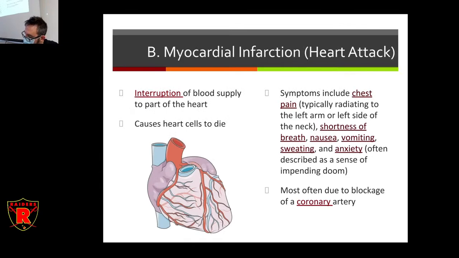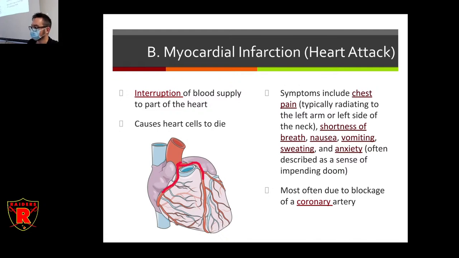That is where these arteries right here branch into the heart. Those are the coronary arteries, the arteries that feed the heart muscle tissue. If you block those arteries, then the heart muscle tissue does not have access to oxygen, and it dies.